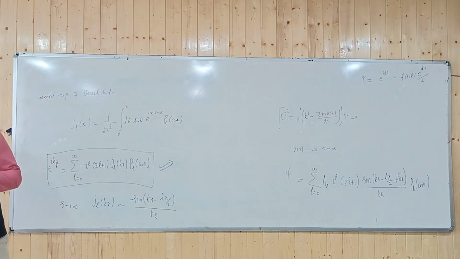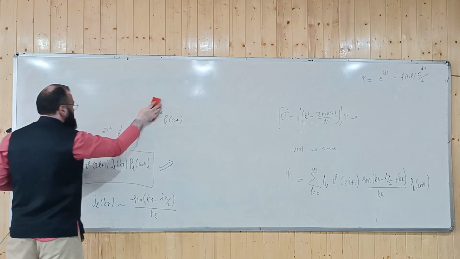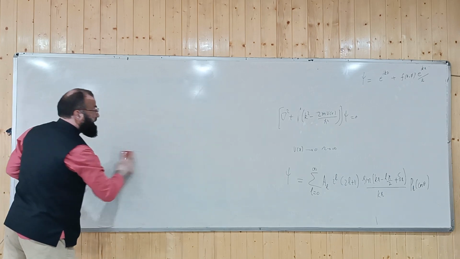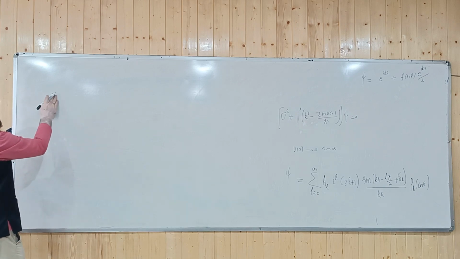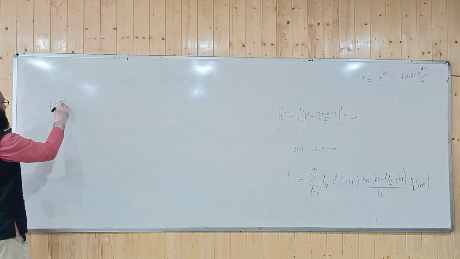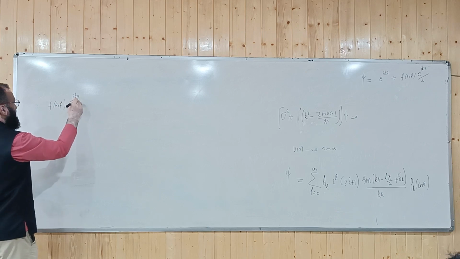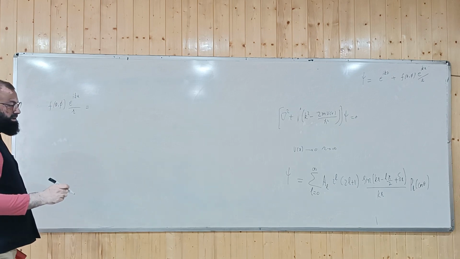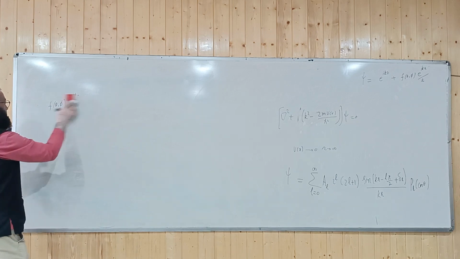So let's write this psi. Therefore I will write f of theta phi e raised to i k r by r. How much time is remaining? 10:31. Okay, let's stop here.